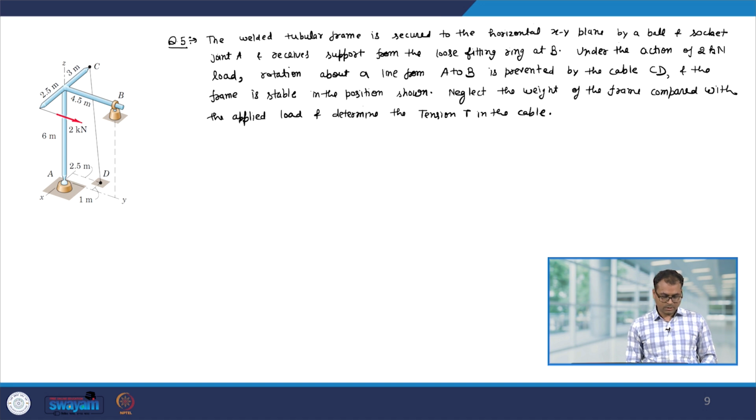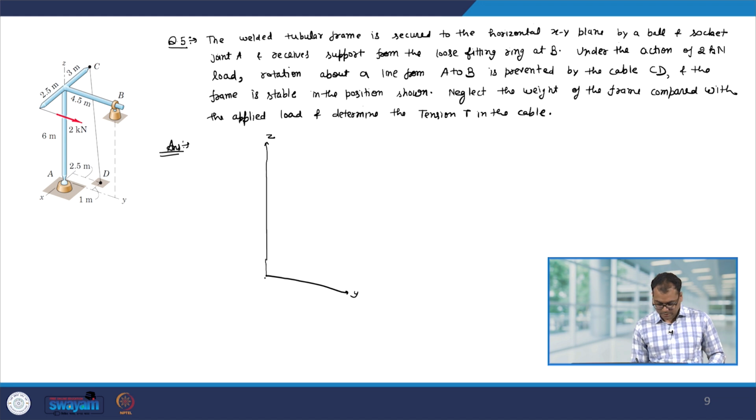Now, to solve this, first let us look at the free body diagram. So, for that, let us first fix the x, y and z axis. So, it is already given that this is the z axis. We have y axis and x axis, and in this we have this frame, this is parallel to the x axis.